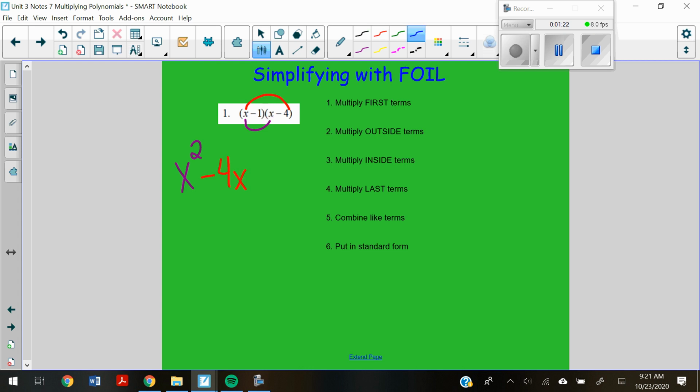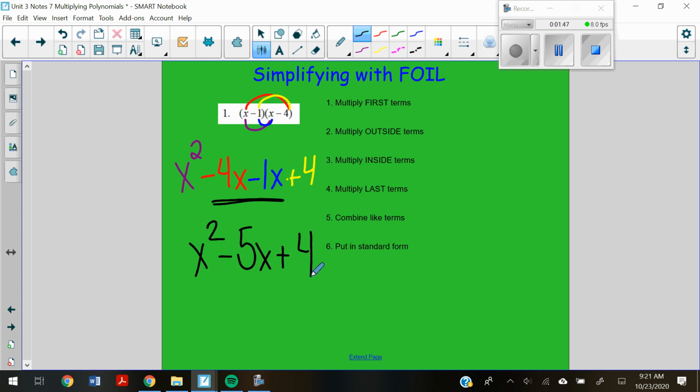Okay, then it says inside terms. So these are these two inside terms, minus 1x. And then it says the last. So you're going to multiply the last two terms inside each parentheses. Negative 1 times negative 4 turns into a positive 4. And then it says combine like terms. Well, if you look here, your like terms occur in the middle. So you have x squared minus 5x plus 4.